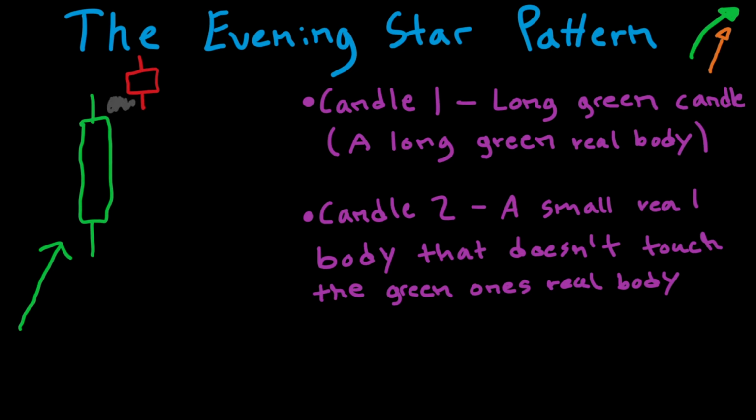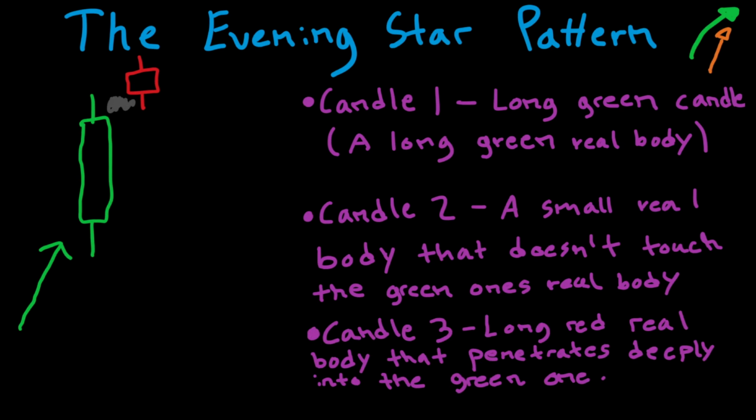And that is important. The final candle, candle 3. Candle 3 is a long red real body that penetrates deeply into the green one. So it might look something like this. We have a long red real body. And what do I mean by penetrates deeply? Well, we want it to go deep down within the green one. So in this case, the end of the red one's real body stops here. So we say that the penetration is this yellow area right here. So it's important that candle 3 penetrates deeply into the green one.